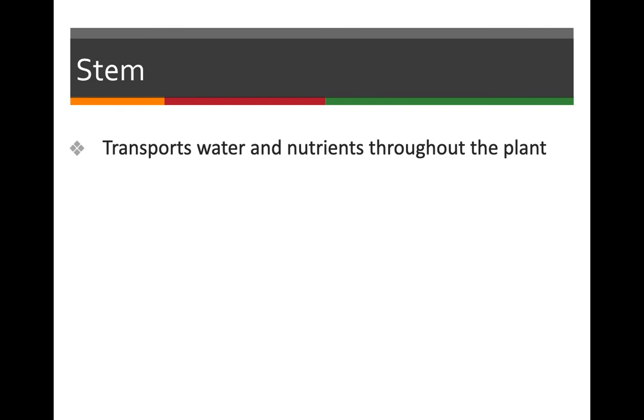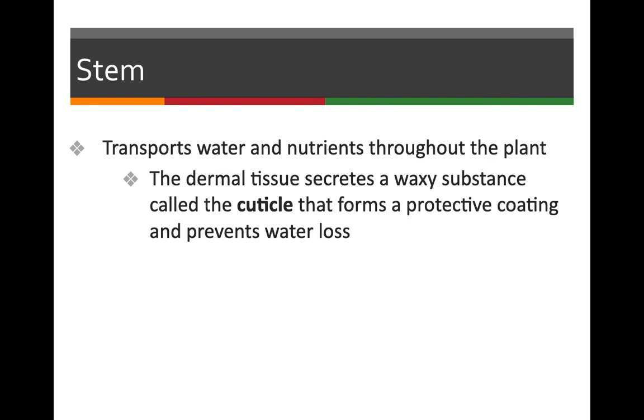Now on to the stem. So the stem transports water and nutrients throughout the plant. The dermal tissue on the outside is going to create a waxy substance called the cuticle. And so this is a protective coating, and it's preventing water from being lost. Right? So the stem's transporting the water up to the leaves, and you don't want that water to get lost. So that's what the cuticle is for.